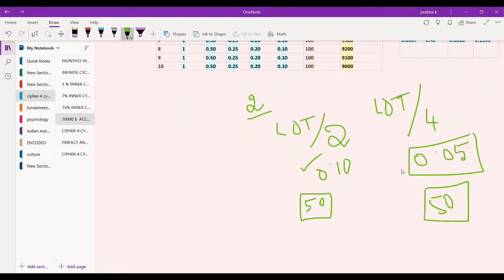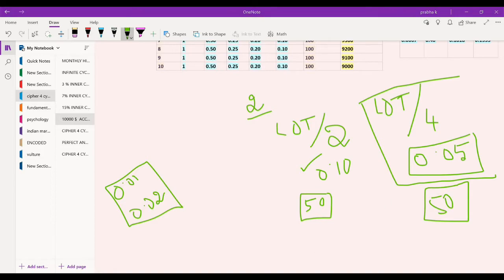Your lot size should be based on the number of pairs. Okay. If 2 pairs, 2 times you have to divide. 4 pairs, you have to divide 4 times. If you have a 5,000 account, go for multiple pairs, 0.11. If you have $10,000 and more, go for maximum 0.02. Okay.